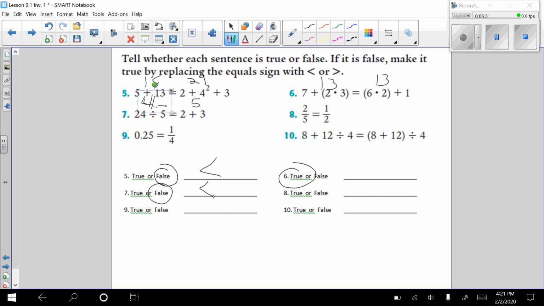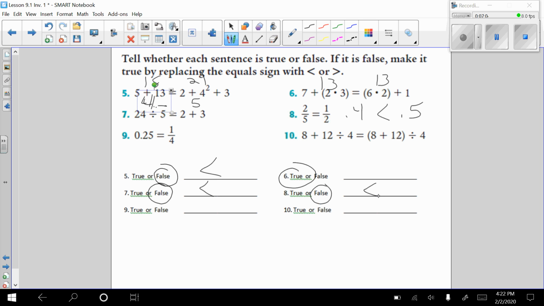Number 8 is a little tricky because now I got some fractions. I got 2/5 equals 1/2. I can do two things. I can find a common denominator, or I can just change them to decimals. 2/5 is the same as 0.4, and 1/2 is the same as 0.5. Well, we can see that that is a false statement then, because 0.4 is less than 0.5. So I would need to add the less than symbol in there.